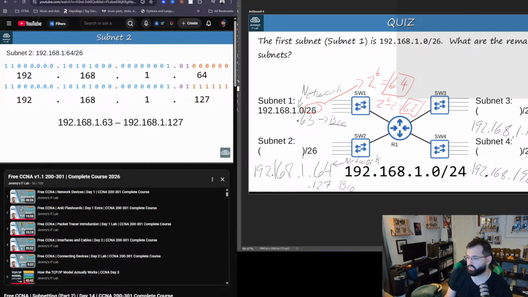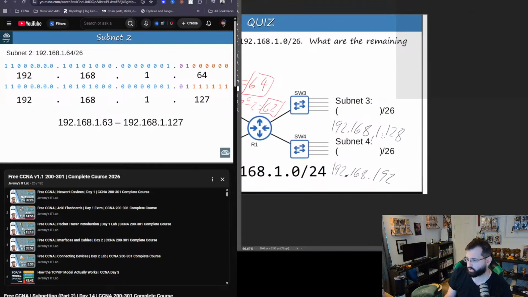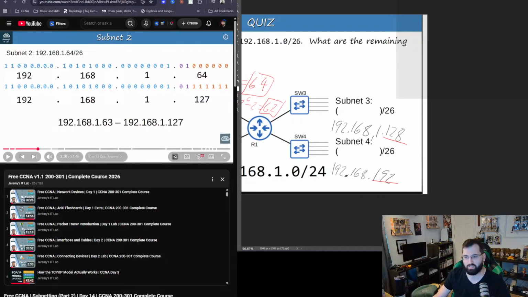So all we really needed to do was figure out our block size to figure out how many addresses are in this subnet, and then just add it to 0. So 64 added to 0 is 64, that's our next one. 64 plus 64 is 128, and then 64 plus 128 is 192. That means that the broadcast of this is 127. The broadcast of this... No, the broadcast of this is not 127. It's 128. Shoot.